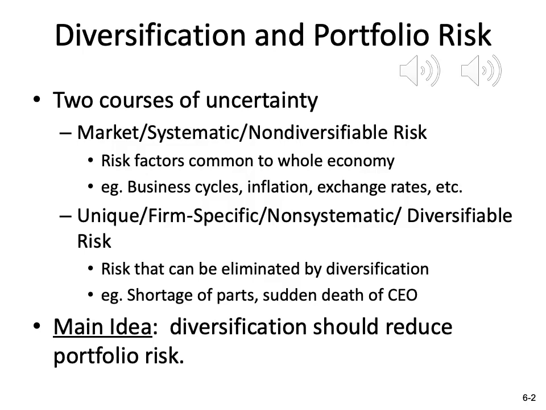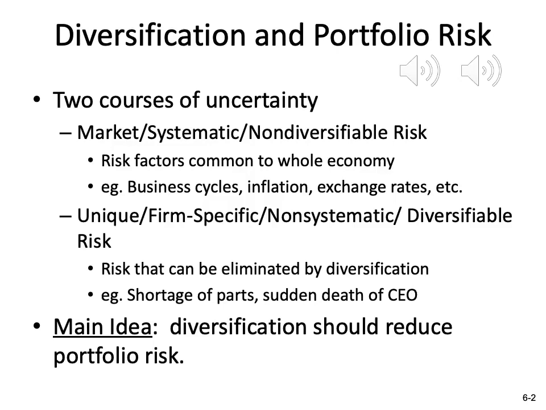You can use all the terms interchangeably again. Those are the risk factors that can be eliminated by diversification. Examples of unique risks are shortage of parts in one particular company, sudden death of CEO in one particular company. The firm-specific risks are unique to that particular firm. It is called diversifiable risk because those risk factors can be diversified away.